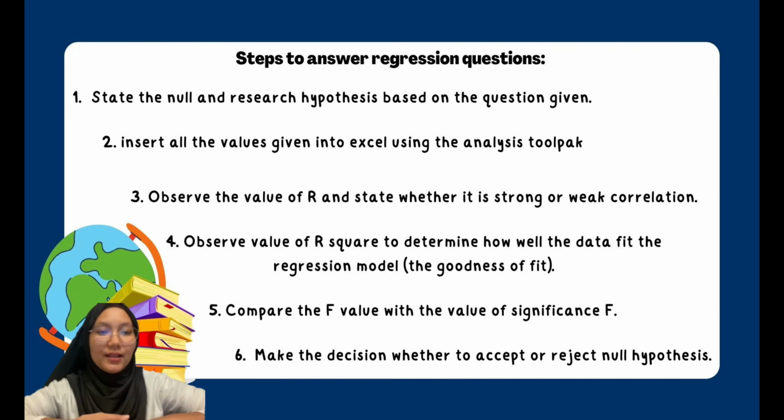Next, we will discuss how to answer regression-based questions step by step. Step number 1, state the null and research hypothesis based on the question given. Step number 2, insert all the values given into Excel to calculate using the analysis toolpak. Step number 3, observe the value of R and state whether it is a weak or strong correlation. Step number 4, observe the value of R squared to determine how well the data fit the regression model. Step number 5, compare the value of F with the value of significance F. Last but not least, make a decision whether to reject or accept the null hypothesis based on the observations we made.